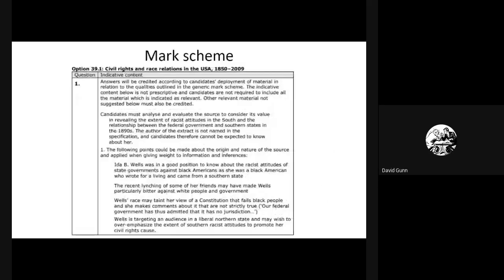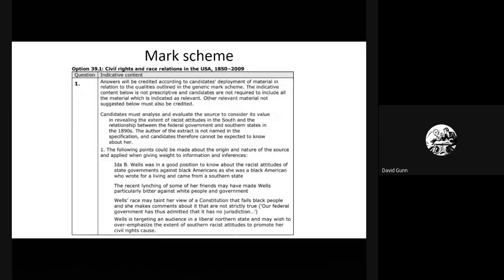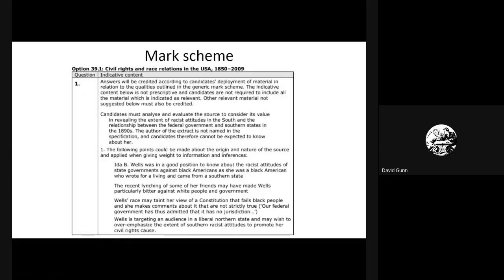So here is the mark scheme for the specific question. So just to go through this, it says candidates must analyze and evaluate the source to consider its value in reviewing racist attitudes in the South and the relationship between the federal government and southern states. The author of the extract is not named in the specification, and candidates therefore cannot be expected to know about her. So you may know about Ida B. Wells, but actually she's not named in the specification. The examiner's not going to take marks off if you don't specifically talk about her background. Okay.